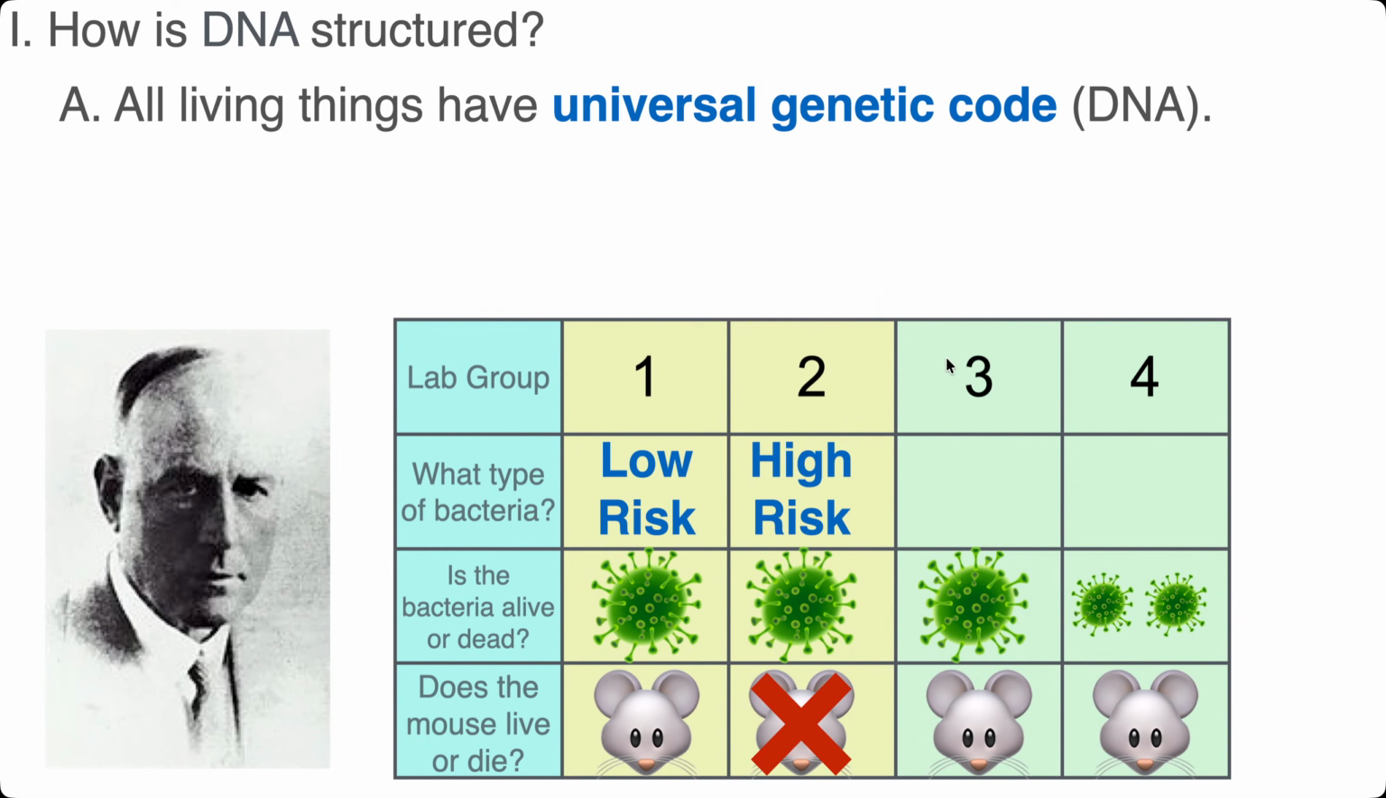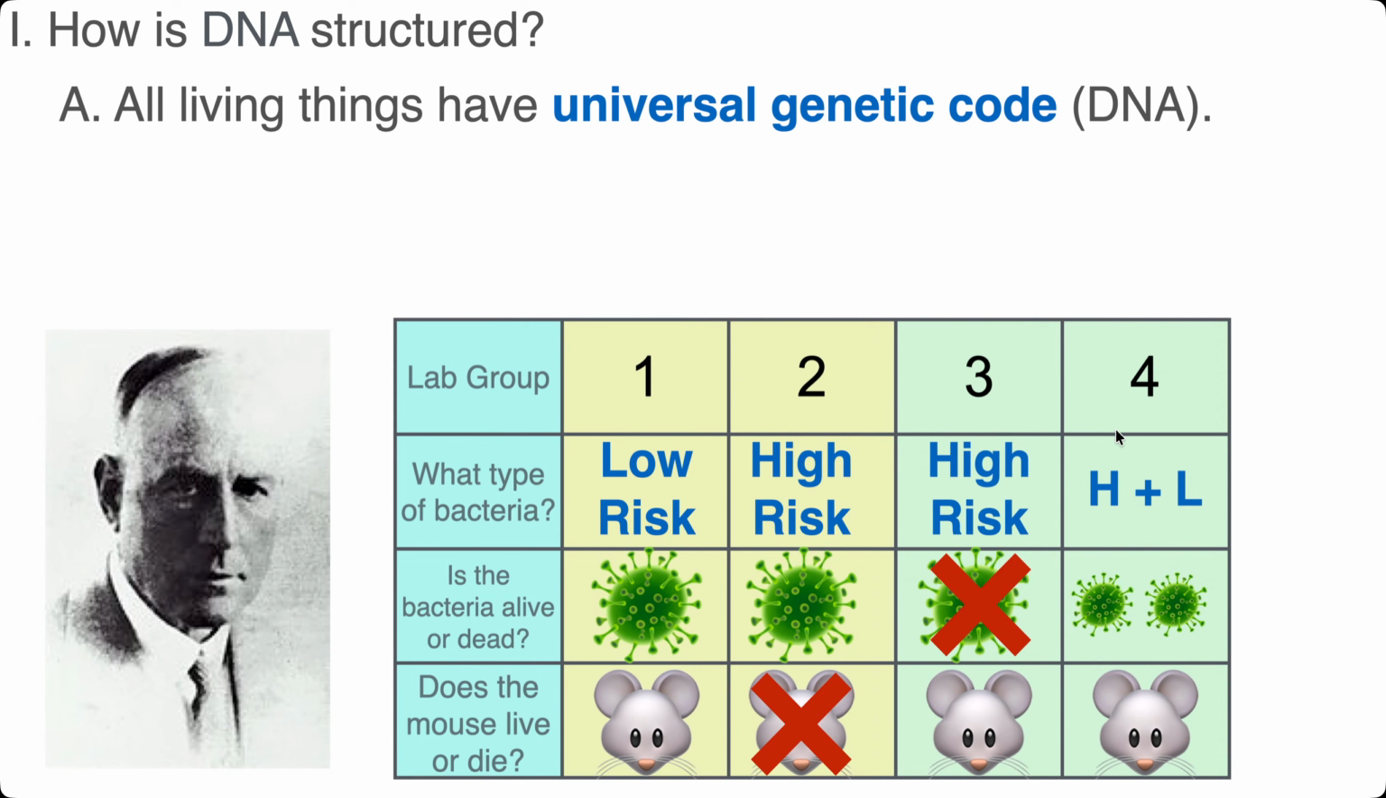In the third group, though, he took the high risk one again, and he essentially killed the bacteria with heat. So he heated it up so the bacteria was dead. So he injected this mouse with dead bacteria, but it's the high risk kind. So what do you think happens to that mouse? Answer, it lives. And again, not really unexpected, right? But for the fourth experiment, here's where it gets interesting.